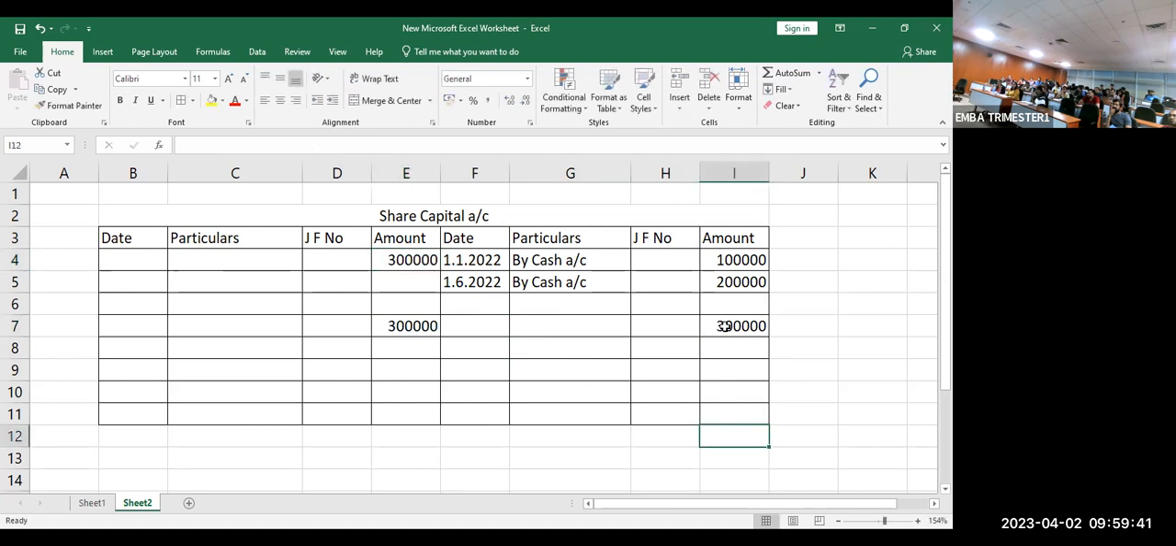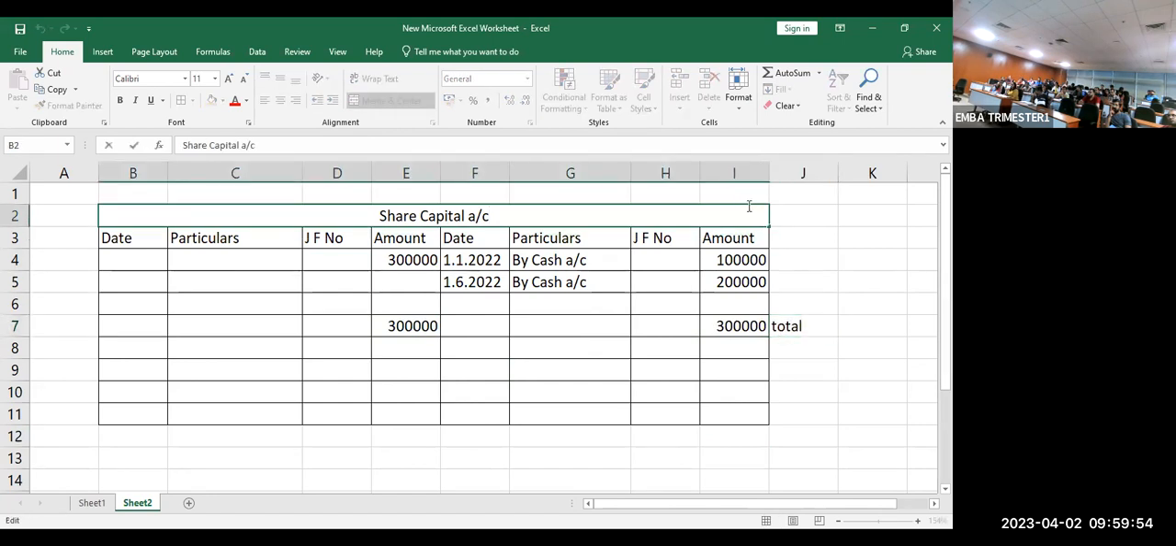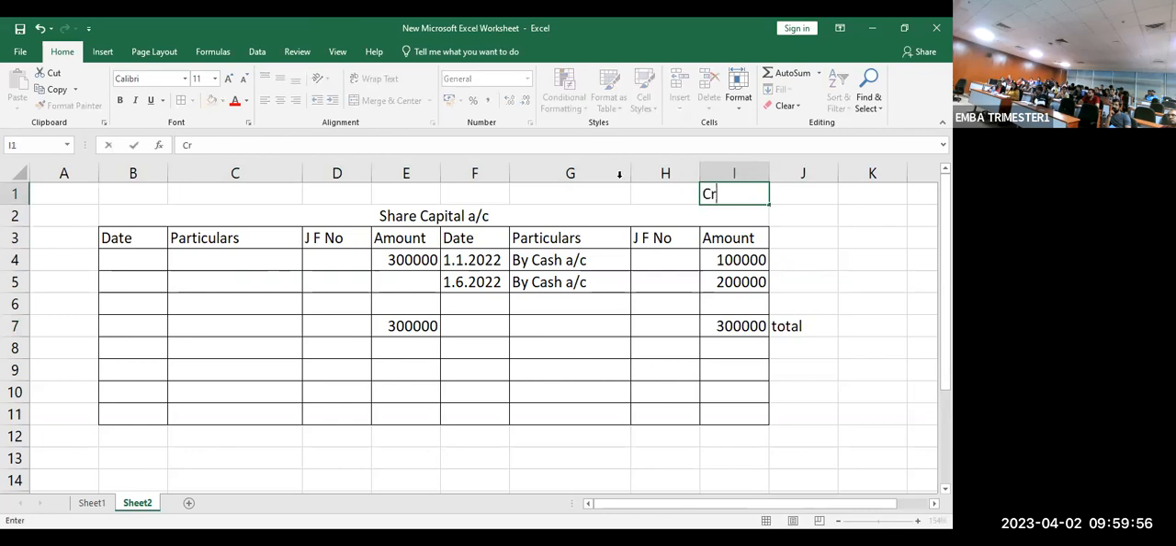This 3 lakhs is nothing but the total. This is the same amount brought from here to here. This 3 lakh is just the total of the credit side. Actually this is the credit side, right? This is the debit side.